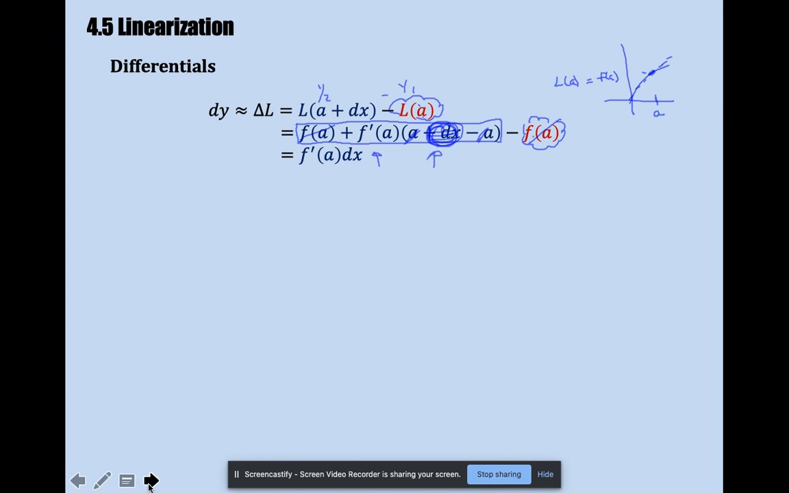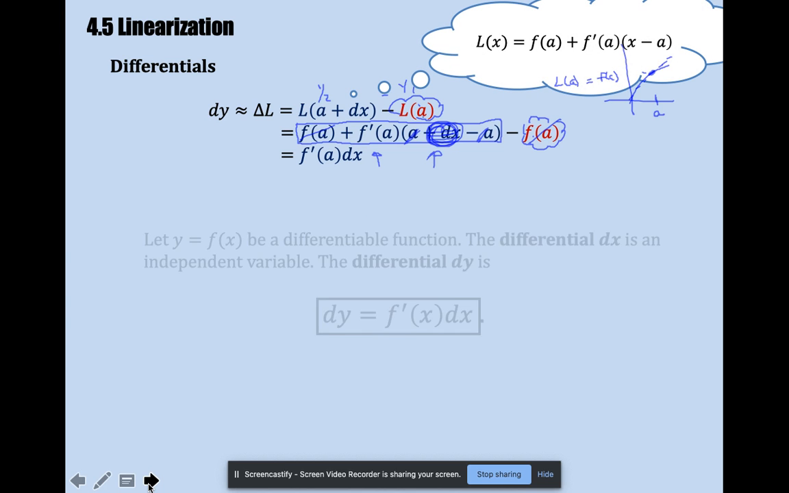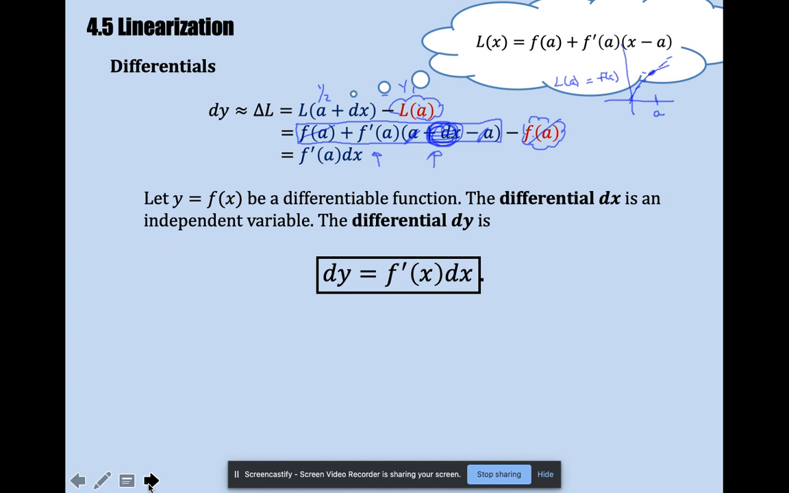That is what we call the differential of y. As long as y is a differentiable function, the differential dx, the small change in x, is the independent variable, and the differential dy, the estimated change in y, is equal to the derivative times your really small change in x.